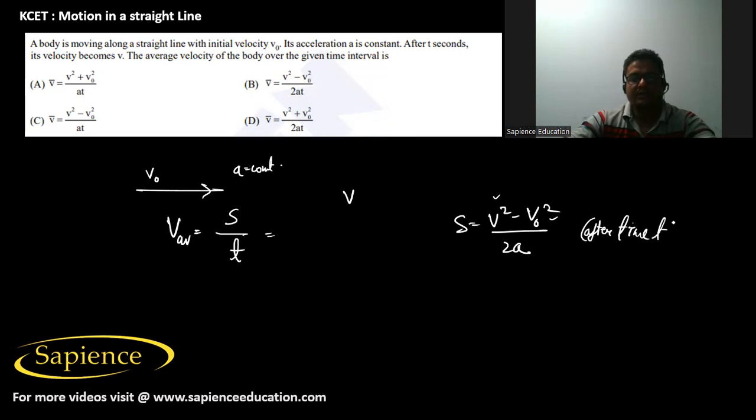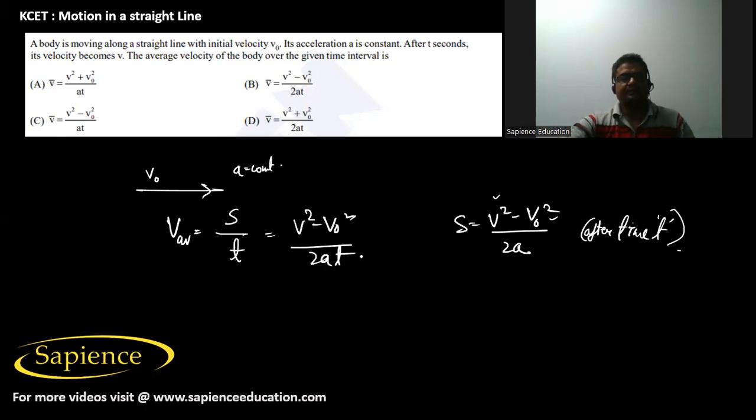So after time t, the velocity will be v. So the displacement will be s equal to v square minus v naught square by 2a, where a is the uniform acceleration of the body. So s we can write as v square minus v naught square by 2a. So it means option B is the correct answer.